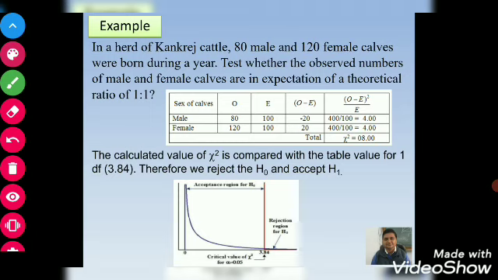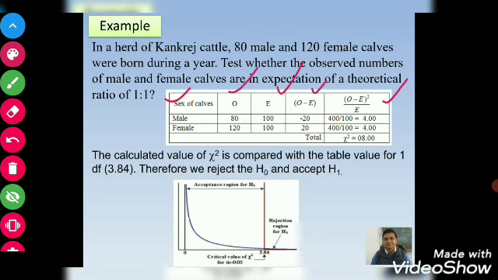So for that you have to test by chi-square test. So you prepare this 6 column table. Here I have prepared 5 column table; one column has been skipped. So you see what are the columns that I have kept here. The first is the sex of calf, then observed frequency, expected frequency, observed minus expected frequency, and the formula of chi-square, that is (observed minus expected) squared divided by expected.